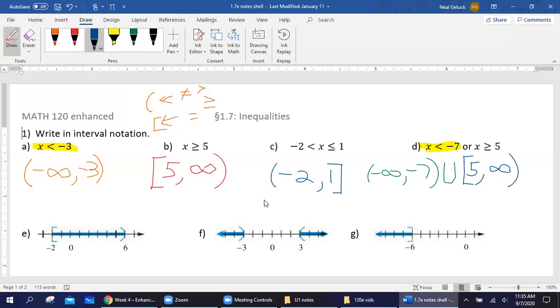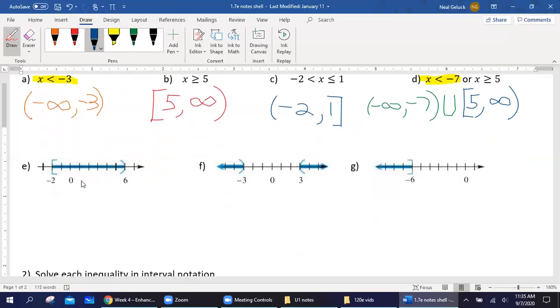E, F, and G are even simpler because we're basically given the symbols we need. And this is just a different way of doing the open circle versus closed circle stuff. You probably did open and closed circles. We're doing parentheses and brackets, but they mean the same thing. So on E, this would be in interval notation, bracket -2 to 6, parenthesis on 6. And again, this is just saying all the numbers between -2 and 6, including -2.